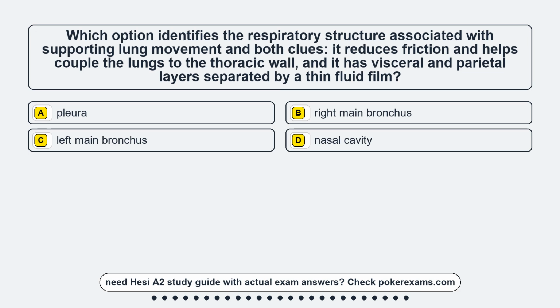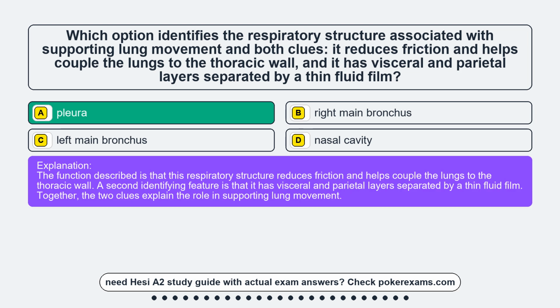Question 3. Which option identifies the respiratory structure associated with supporting lung movement? In both clues, it reduces friction and helps couple the lungs to the thoracic wall, and it has visceral and parietal layers separated by a thin fluid film. Option A, pleura. Option B, right main bronchus. Option C, left main bronchus. Option D, nasal cavity. The correct answer is option A, pleura.